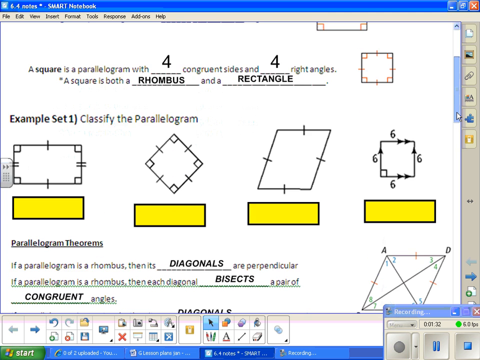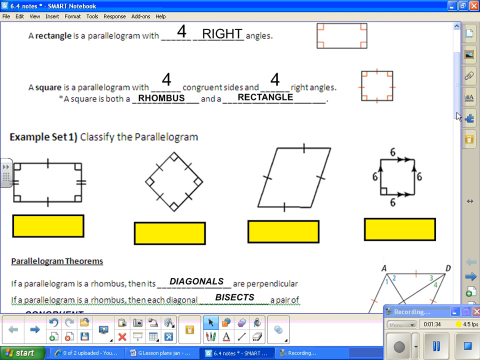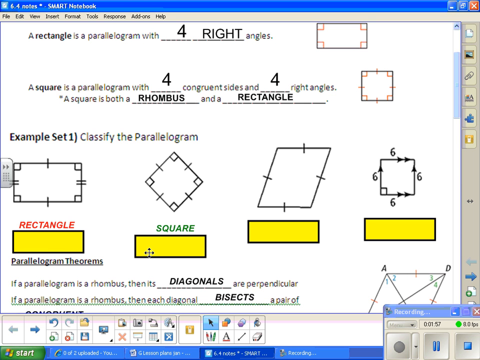Let's go ahead and look at example set 1, classify the parallelogram. So the very first one, you're trying to decide which of the following it is. Majority of you will be able to pick this one out. It would be a rectangle. The second one, it has 4 right angles and it has 4 congruent sides. So that one would be a square.